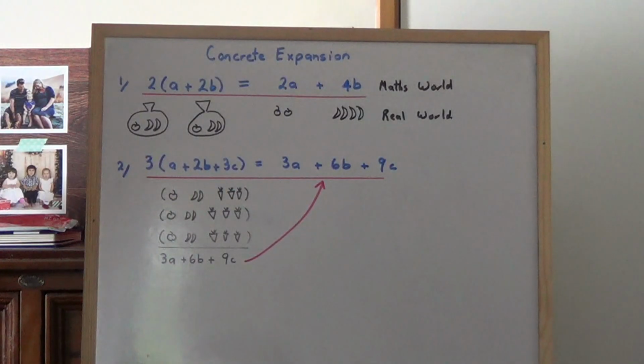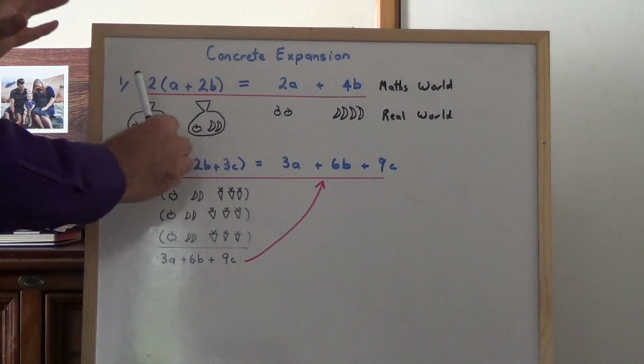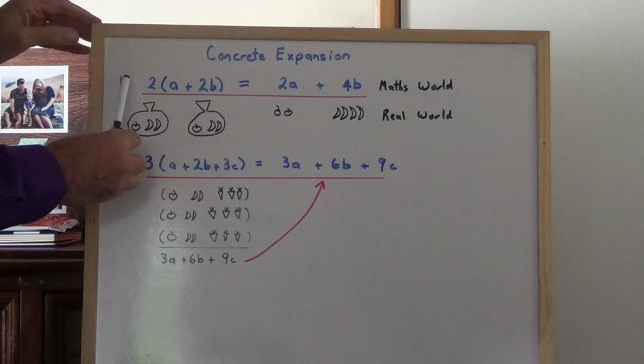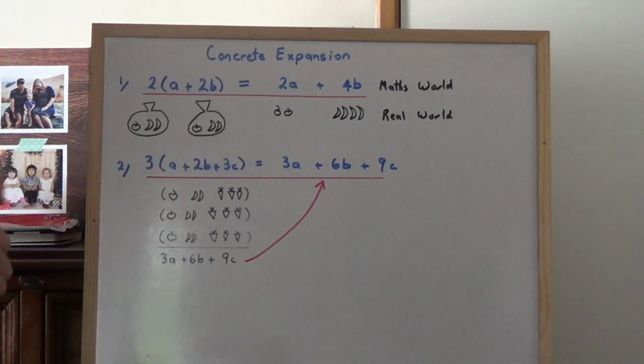Now we're going to begin with concrete expansion, because expansion and factorizing are different sides of the same coin. So to understand about factorizing, you need to understand about expansion. Now, this is the mathematical world here. And in the mathematical world, we've got this problem, which is 2 bracket A plus 2B inside the brackets.